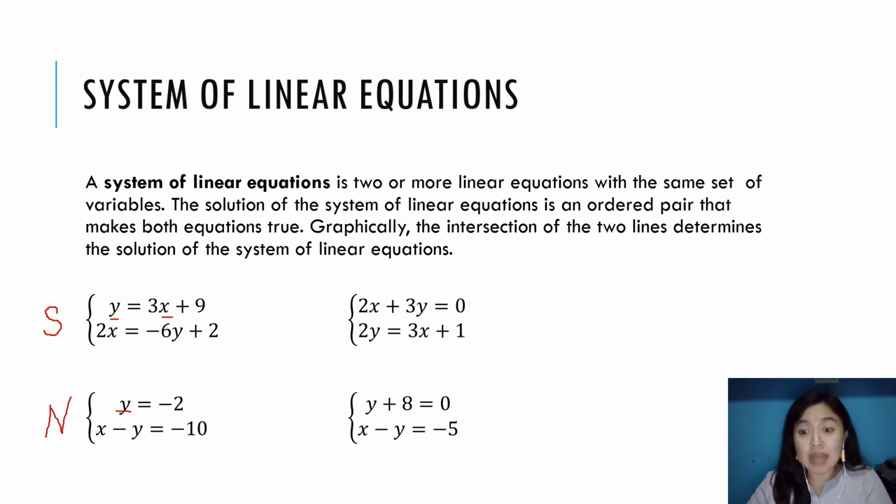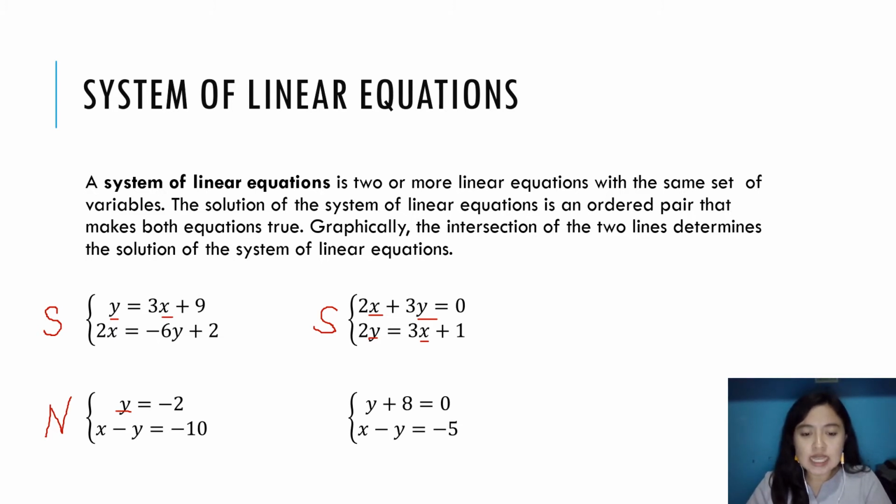For the third example, we have 2x plus 3y is equal to 0. And then the second equation is 2y is equal to 3x plus 1. So, if we analyze, both of them are linear equations and both of them use the same variables which are x and y. So, therefore, this is a system of linear equations in two variables.